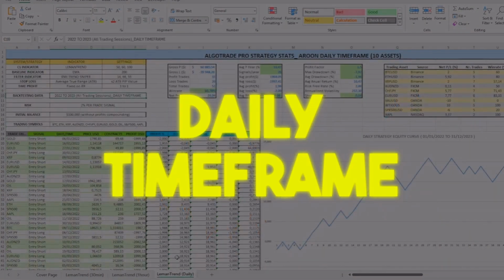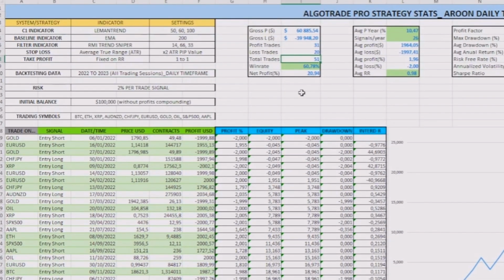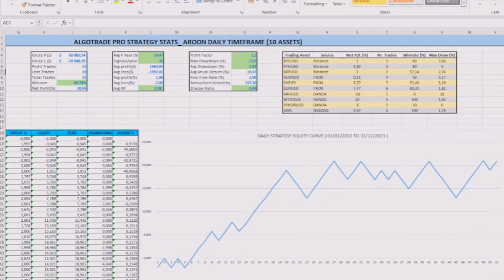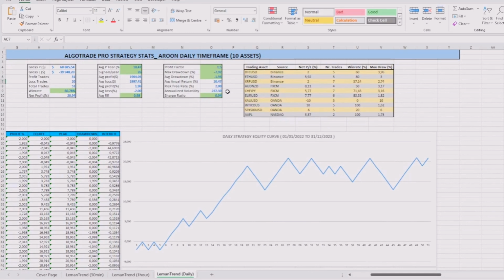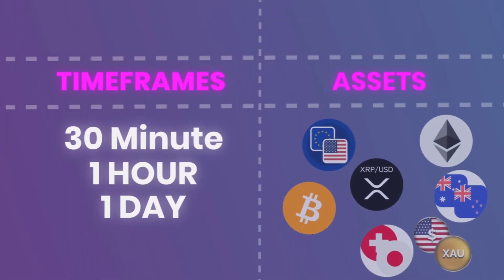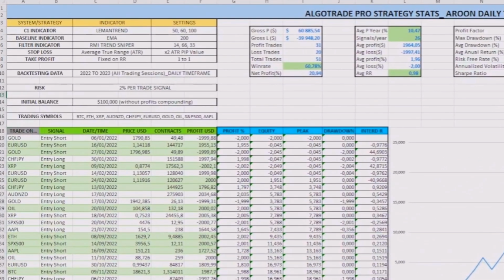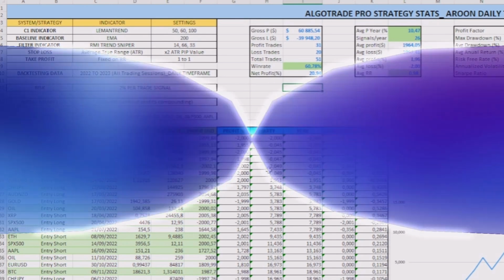And finally, on the daily time frame, after 51 trades, the indicator achieved a win rate close to 61% and a net profit of 20%, making this result the best for this indicator. Overall, based on this comprehensive analysis across multiple time frames and assets, it is clear that the Leman Trend is an indicator probably more suitable for higher time frames, like the daily and the weekly ones.